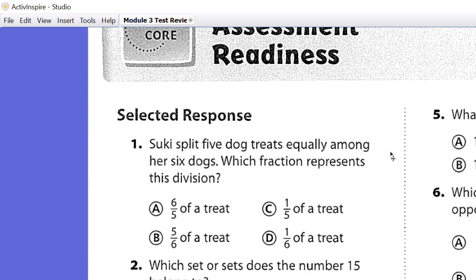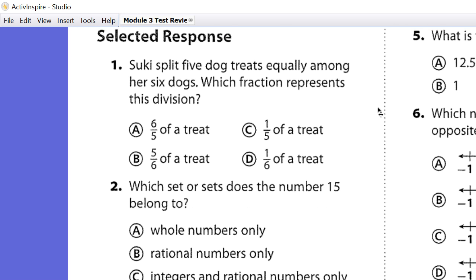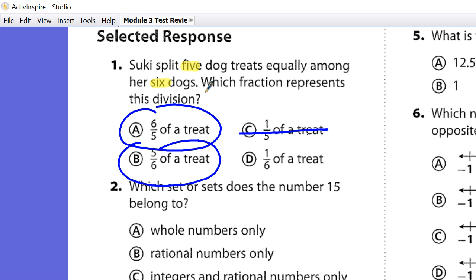Okay, so we'll just kind of go in order the best we can. Number 1 says, Suki split 5 dog treats equally among her 6 dogs. Which fraction represents this division? Well, I hope you can recognize that since the two numbers are 5 and 6, it's either going to be 5 divided by 6 or 6 divided by 5. So without even doing too much thinking, your options are either going to be A or B, 6 divided by 5 or 5 divided by 6. C and D are not good options.